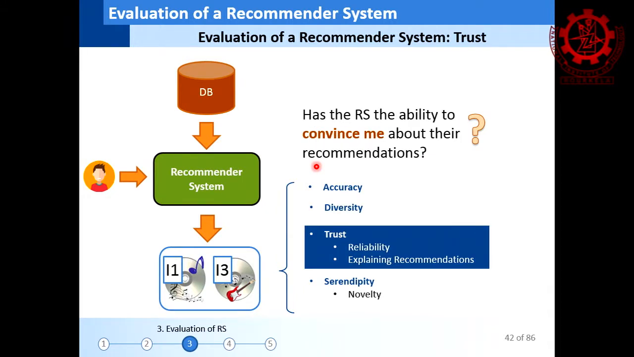Another issue we should consider when we develop a recommender system is the trust that the users have in this system. So we need in some way to explain the recommendations that the system provides in order to convince the user that these recommendations are good. And we should include in some way reliability measures that inform the reliability of the recommendations.